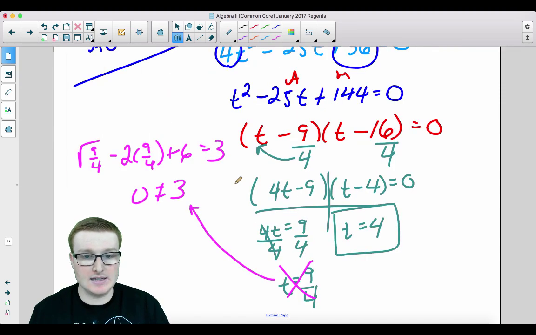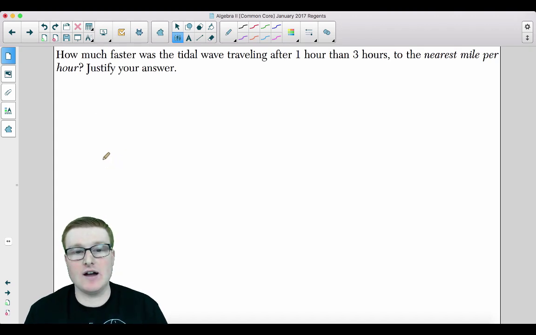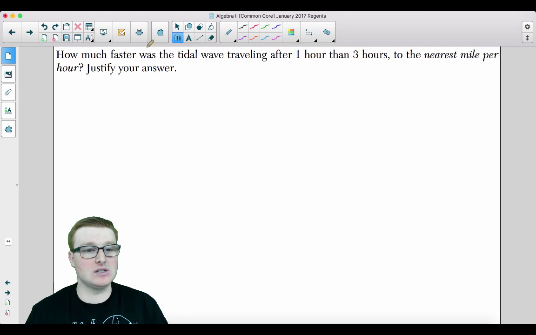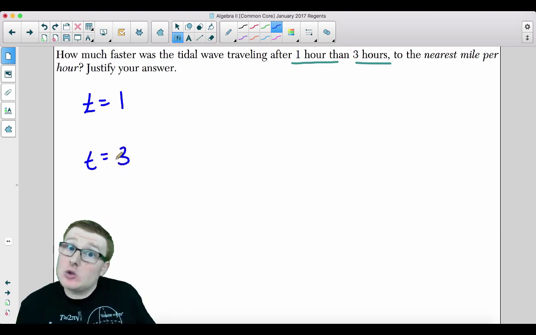That, ladies and gentlemen, is how you do that question. Okay? Now, for the very last part: how much faster was the tidal wave traveling after 1 hour and 3 hours, to the nearest mile per hour? Justify your answer. So what we need to do is figure out the 1 to 3 hours. You're literally plugging in t equals 1 and t equals 3 into your original equation.